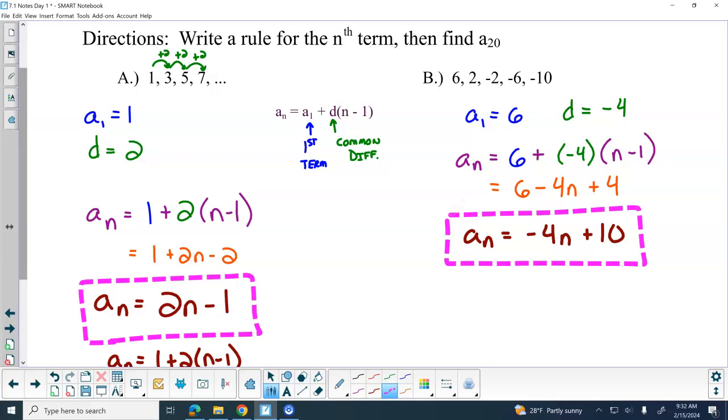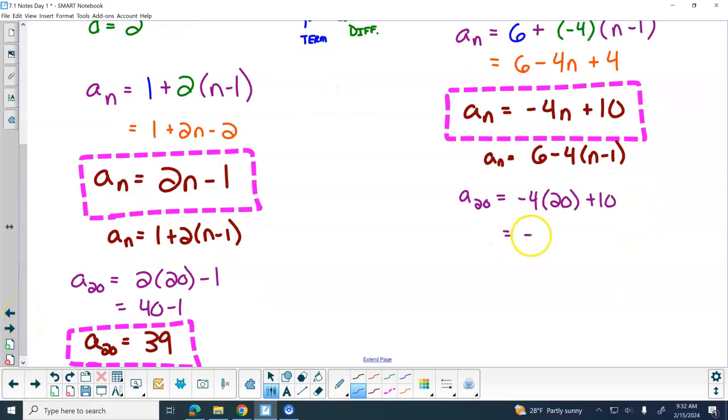I like negative 4n plus 10. Then we needed to find the 20th term. Negative 4 times 20 is negative 80. Negative 80 plus 10 is negative 70. And a sub 20 is negative 70. Yes?